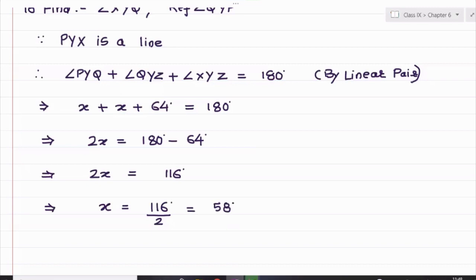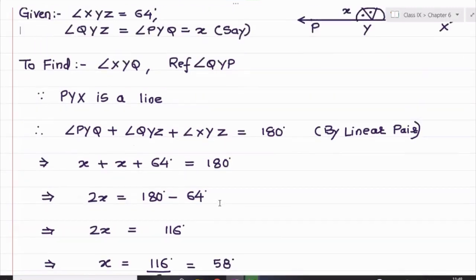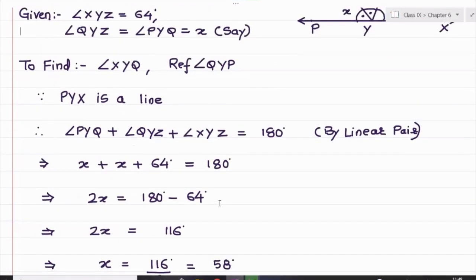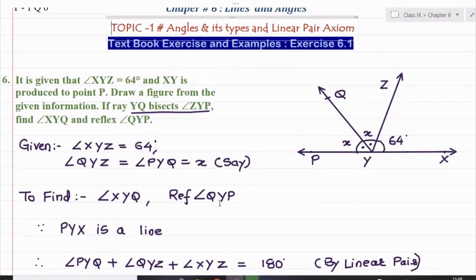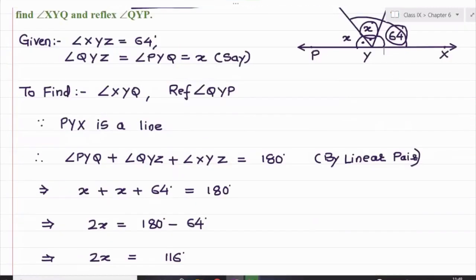Now see students, we got the first answer. See, angle XYQ was required, and observe in the figure, angle XYQ is equal to x plus 64. Observe, this is our angle XYQ, right? And this angle is covering one value, that is x over here, and the second value, that is 64 over here.